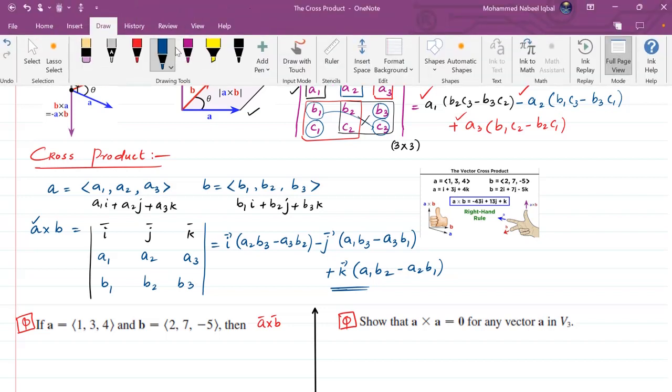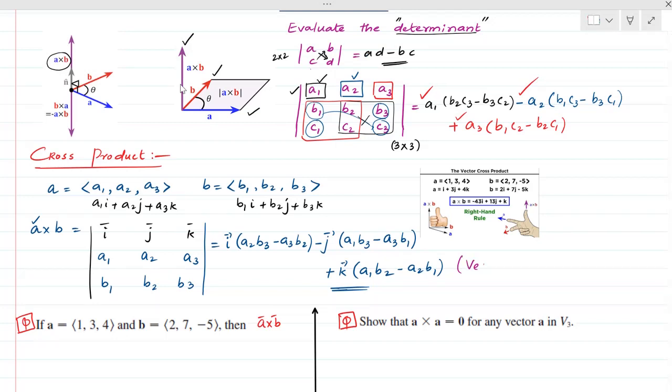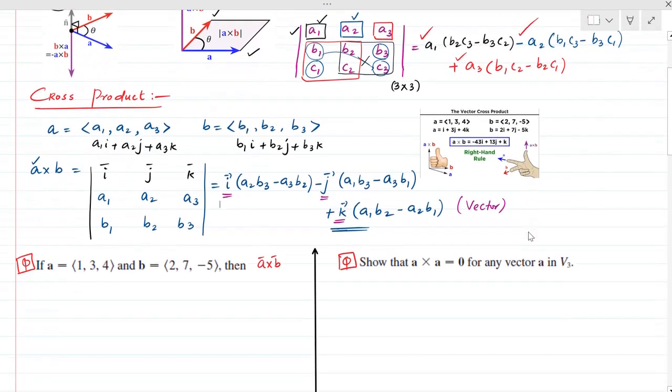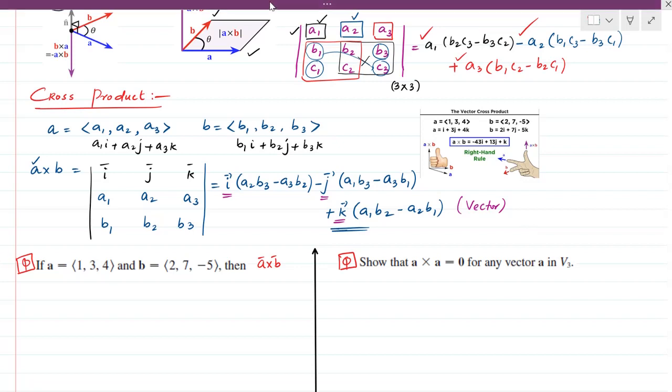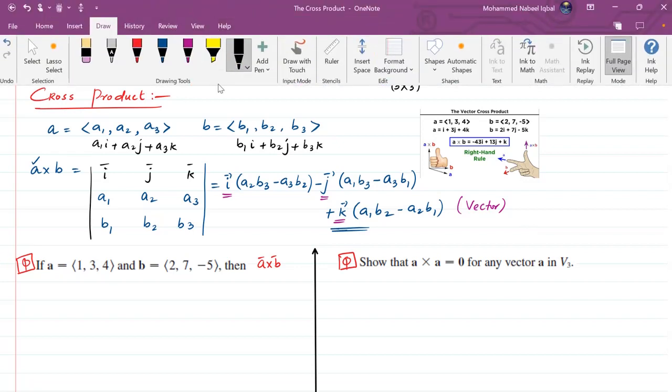A very important thing here: when you evaluate the cross product, the output will be in vector form because you will have i, j, k. Whereas if you take the dot product, the output will be a scalar. In the cross product, the output will be a vector. This is the example given here, and we will solve this problem one by one. We take the A vector and B vector, and I want to calculate the cross product.